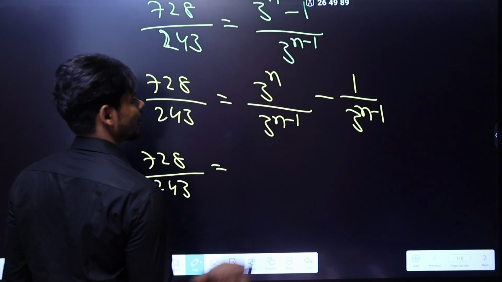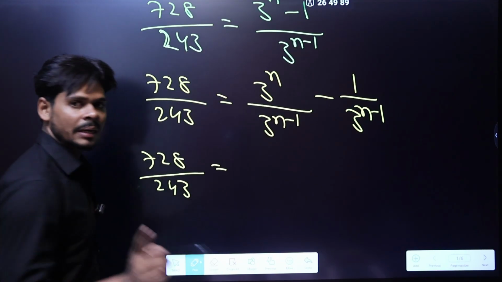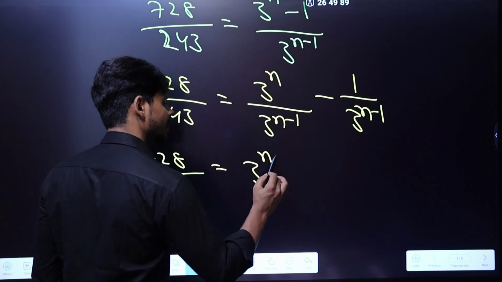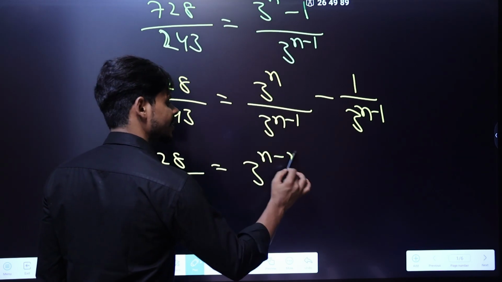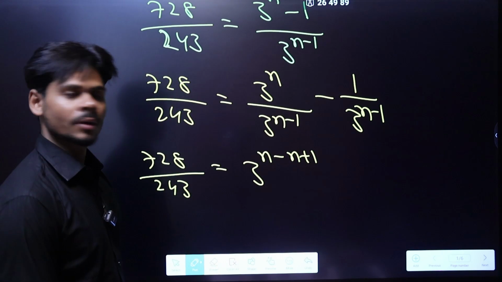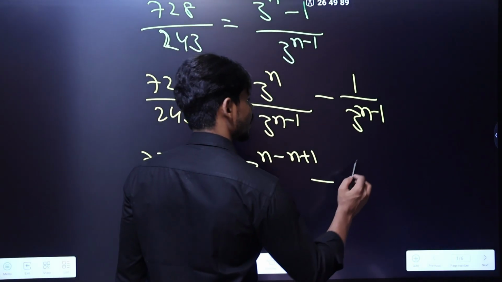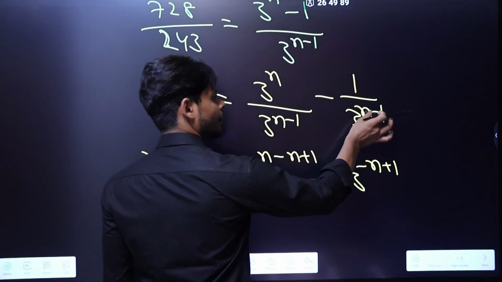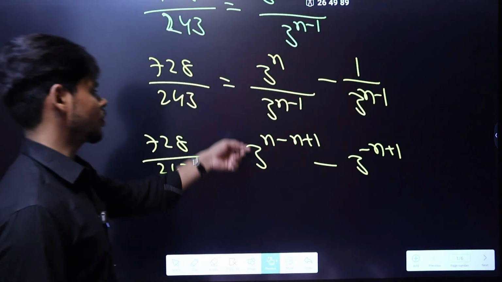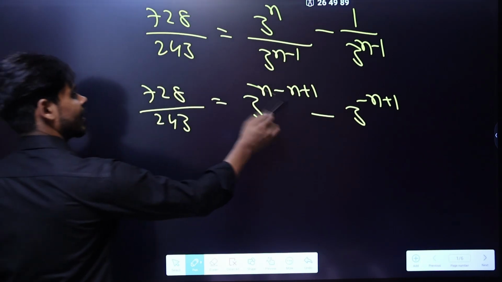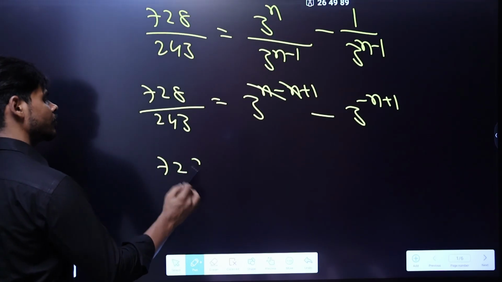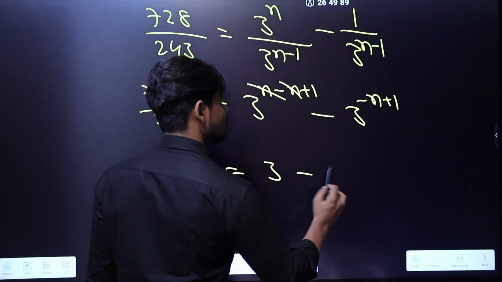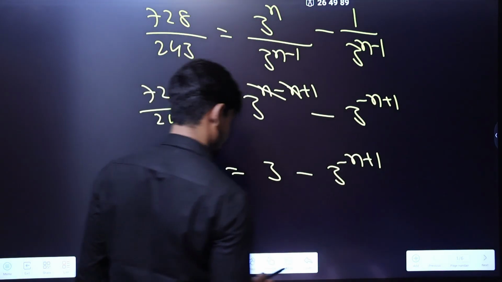That will be equal to, if bases are same, then powers will get subtracted. Remember always, right? 3 raised to power n, then minus this thing. So minus n and it will become plus 1. Okay. Next, minus, and it will become 3 raised to power minus n plus 1. The sign of the power will get changed. Next, here n will get cancelled out and it will be 728 divided by 243 is equal to 3, then minus 3 raised to power minus n plus 1.